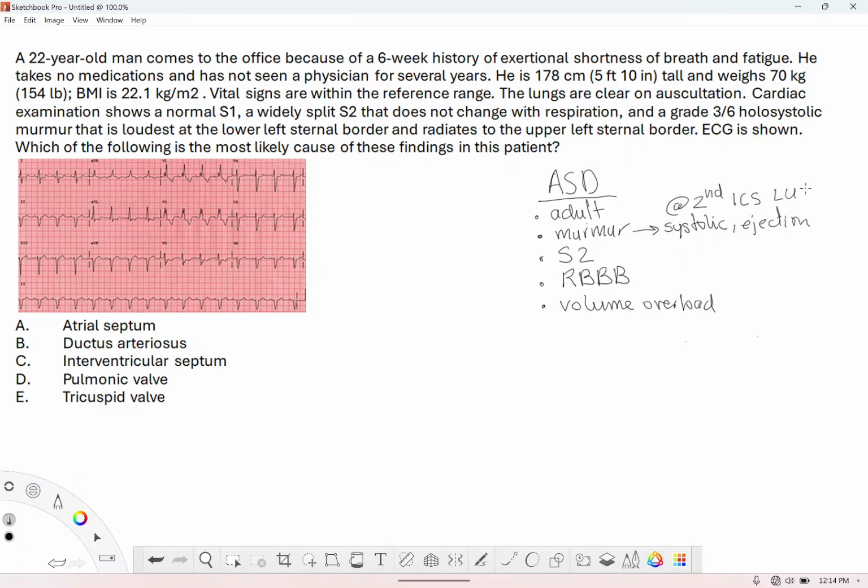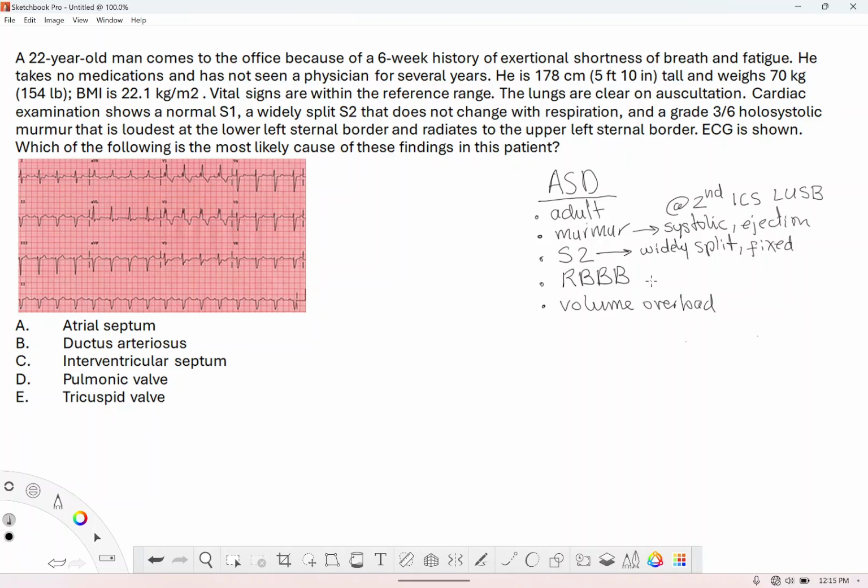Left upper sternal border. That's where I would hear it. Okay, left upper sternal border. So that's for this. And then S2. So the S2 is abnormal. What does it mean? Number one, it's widely split. Okay, so that's one thing. And then it's fixed. Fixed means it doesn't vary with respiration.